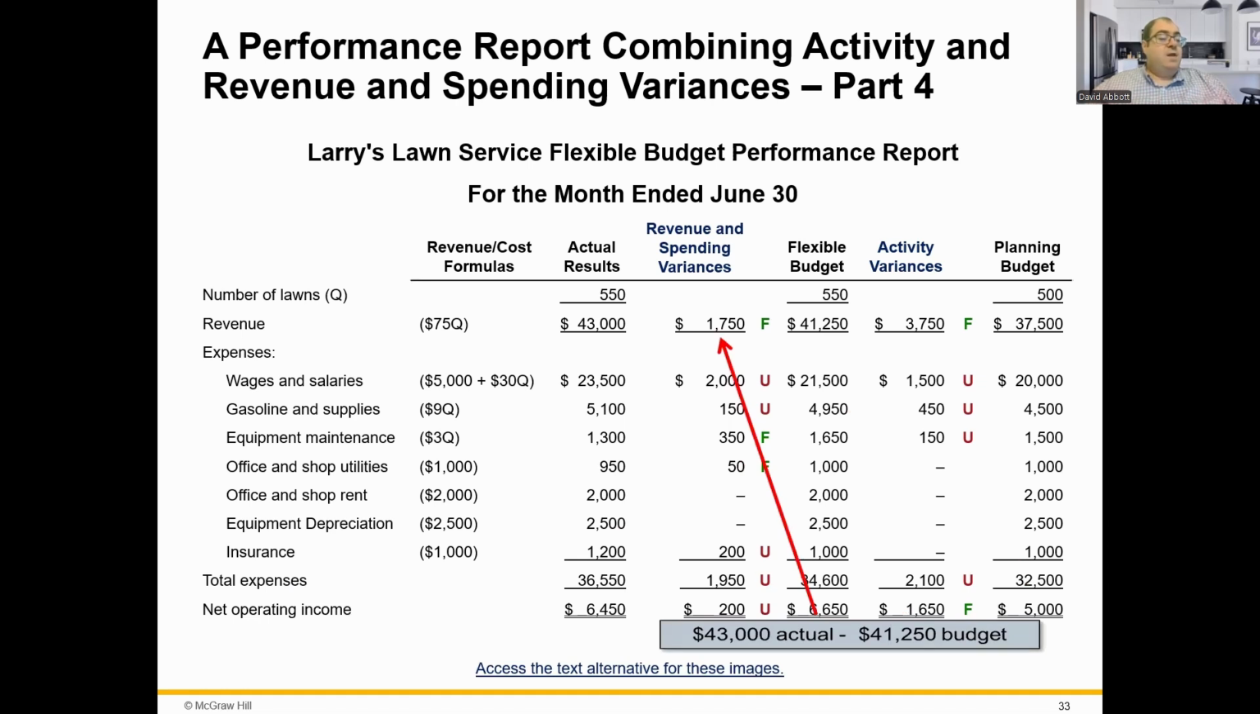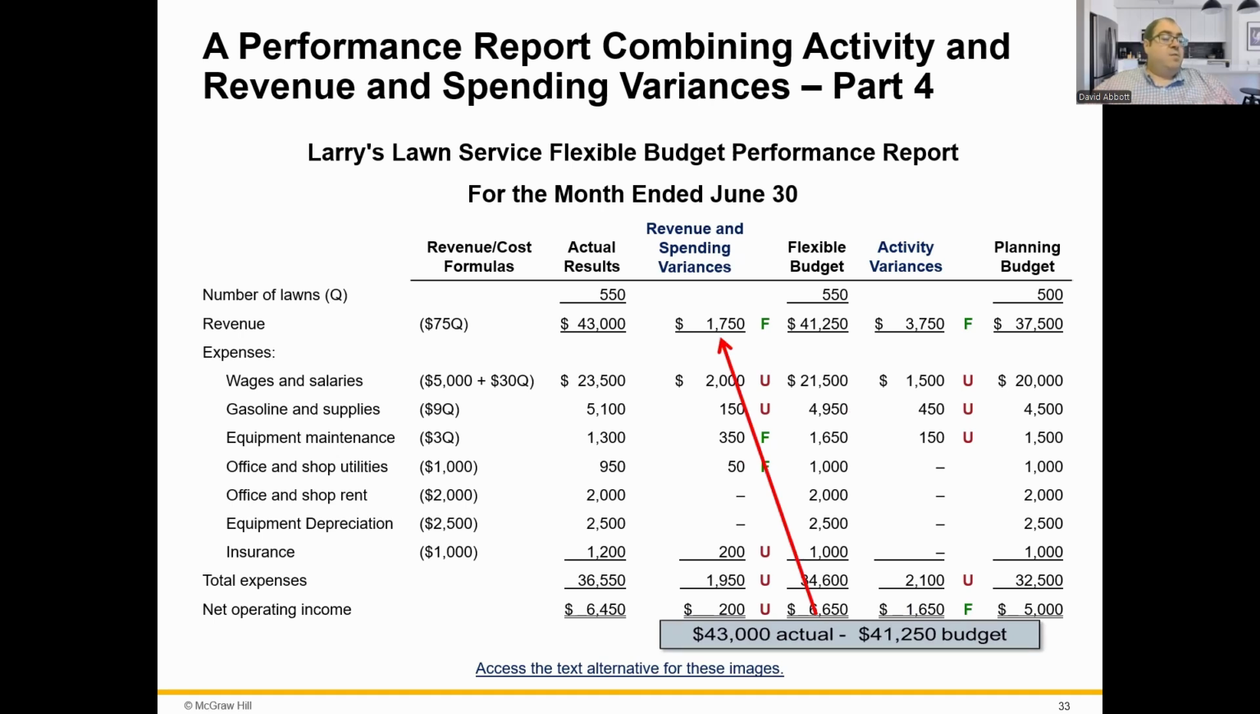The revenue and spending variances are computed by comparing the actual amounts and the flexible budget amounts. For example, the revenue variance of 1,750 favorable is computed by taking the difference between the actual amount, which is 43,000, and the flexible budget amount, which is 41,250.